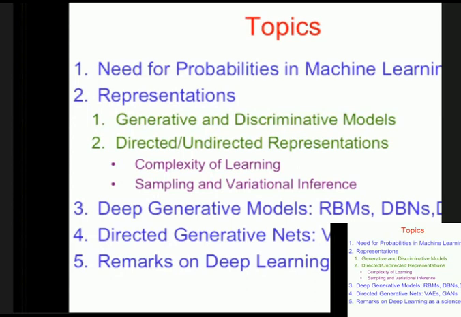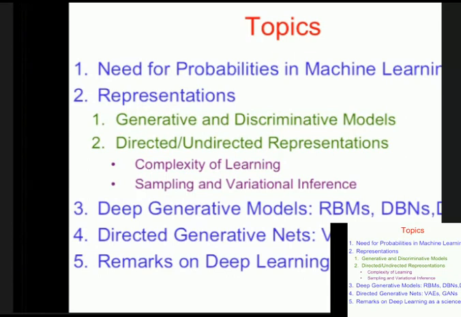Did the earliest machine learning methods use probabilities? Actually not. They did not use probabilities. And then why did they need to use probabilities? And then from there, we move on to representations called generative and discriminative models.